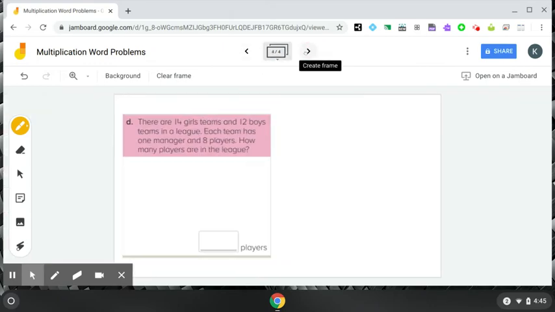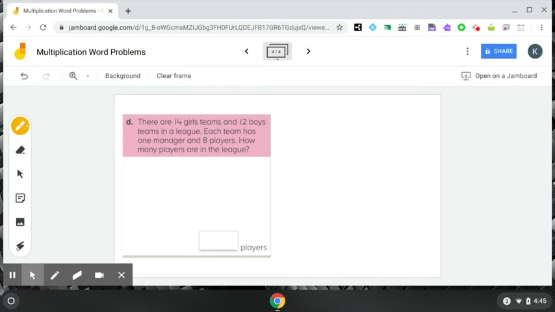Let's look at another example. Another example that we're given here is a story that says there are 14 girls' teams and 12 boys' teams in a league. Each team has one manager and 8 players. How many players are in the league?